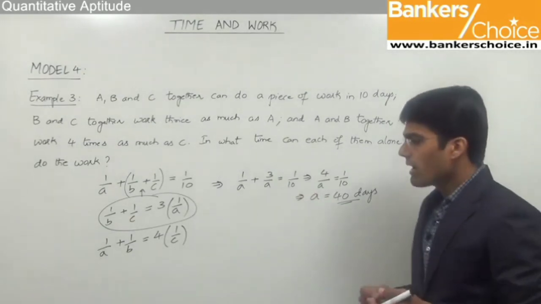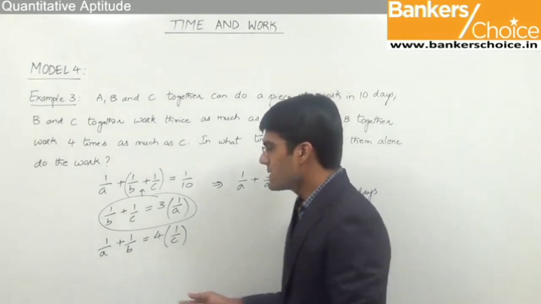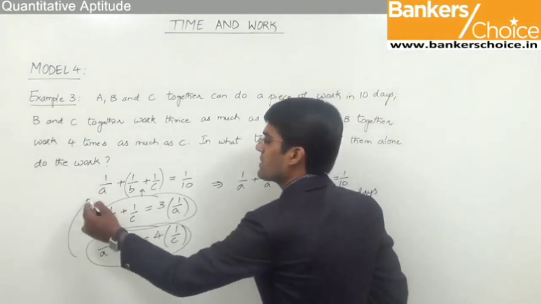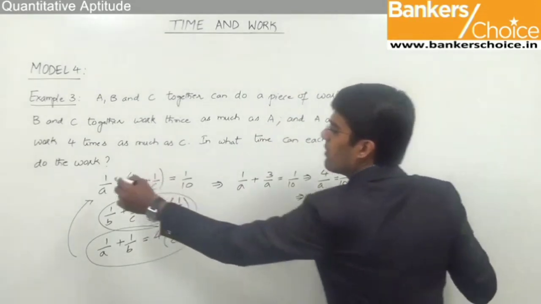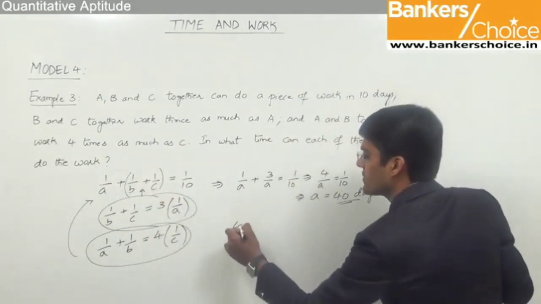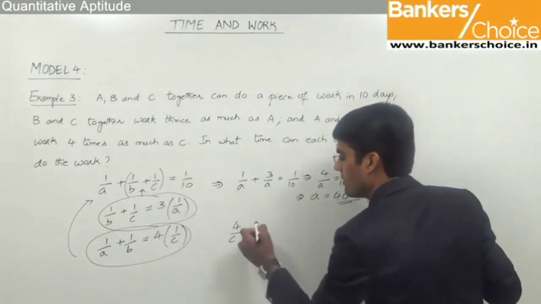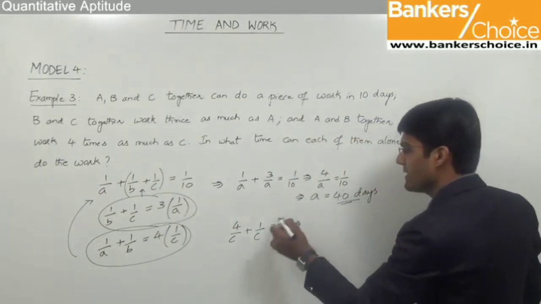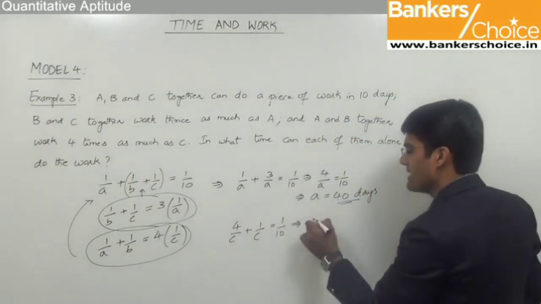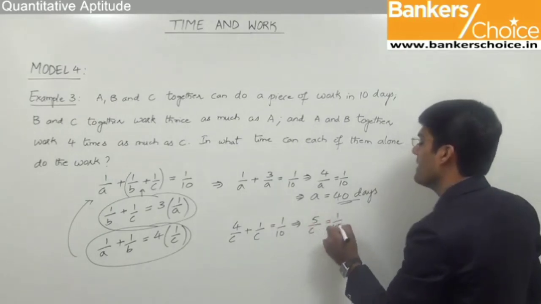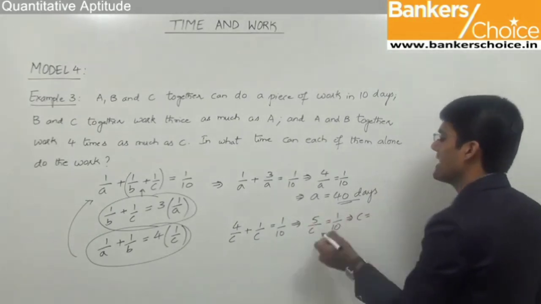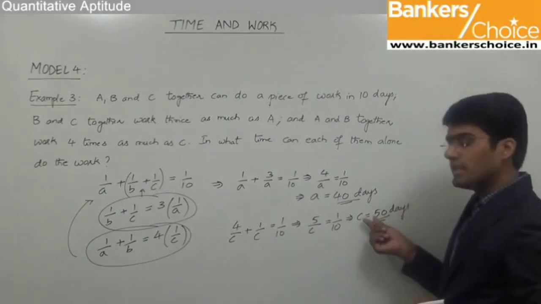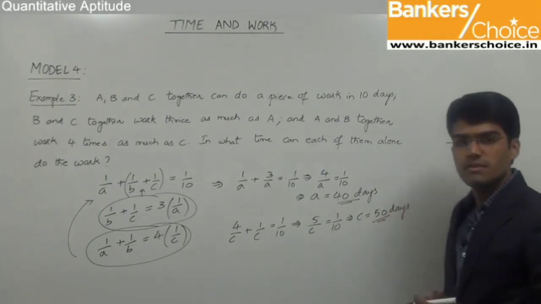Now again, using this statement, that is 1/B + 1/A equals 4/C, in the first equation we can say that we know 1/A + 1/B is 4/C. So 4/C + 1/C equals 1/10. So again, by simplifying this, we get 4/C + 1/C, that is 5/C, is 1/10, and hence C should be taken as 5 into 10, 50 days. So clearly C takes 50 days to finish this work when he works alone.